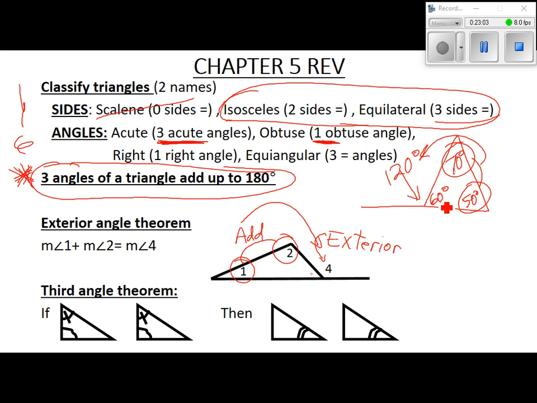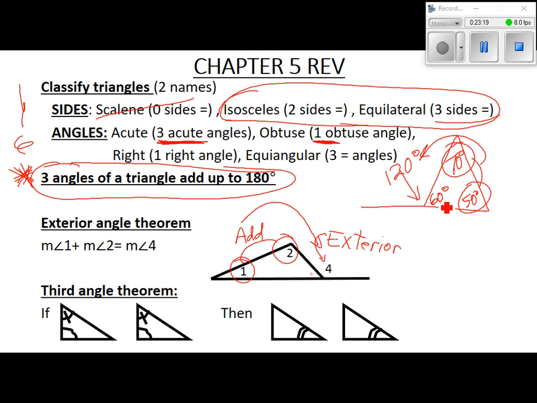And they do. So either way that you find it, I'm not going to come back and ask, Brianna, hey, how'd you find this? Did you use the exterior angle theorem or did you use the other way? I don't care. Find the correct answer.